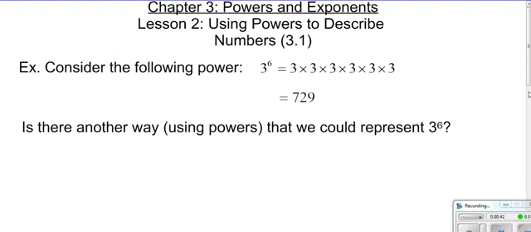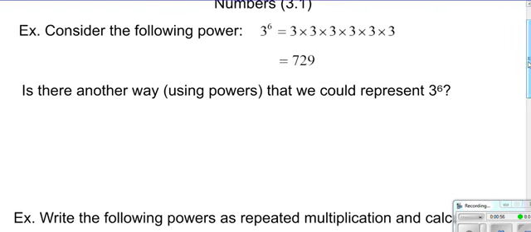So, first example, it says 3 to the power of 6 is the same as 3 times 3 times 3 times 3 times 3 times 3, or 729. And we had this example in your lesson 1 notes as well. And I want you to think of, are there any other ways using powers that we could show this value? So 3 to the power of 6, we can just go straight to 3 to the power of 6.